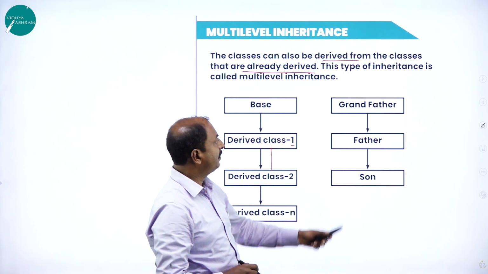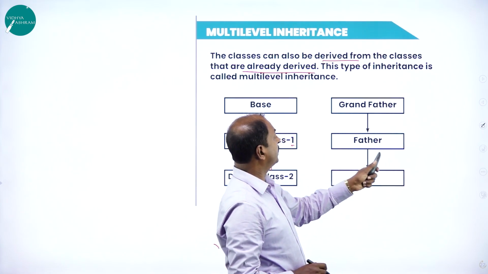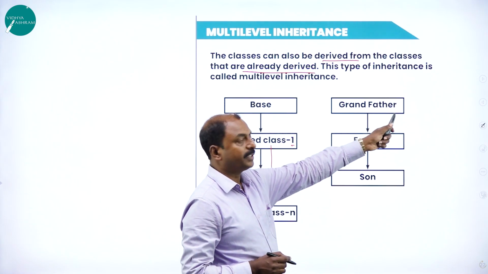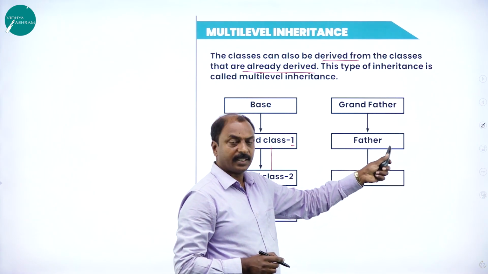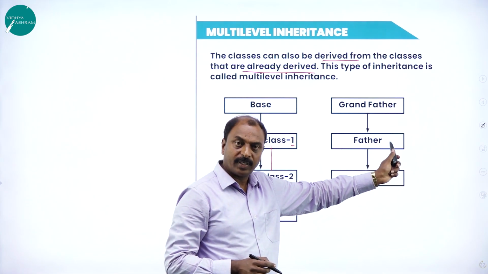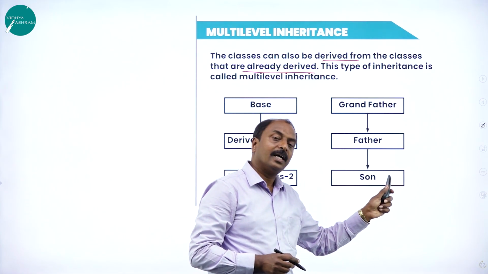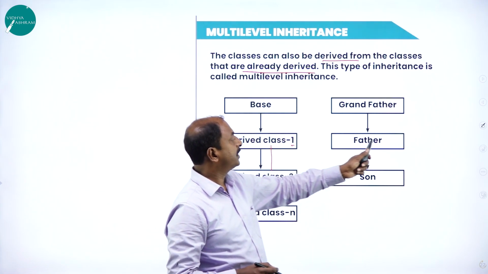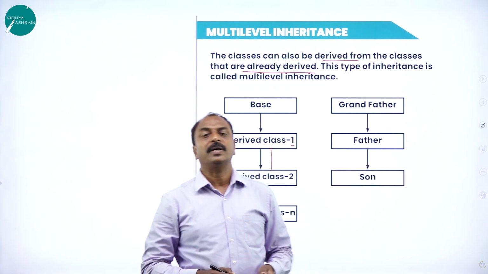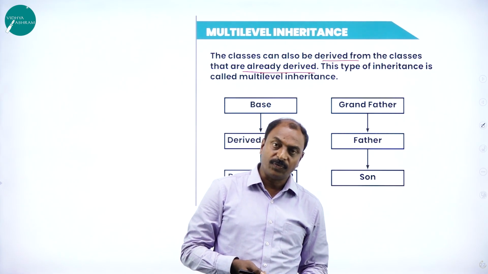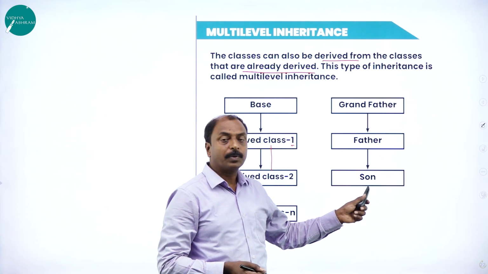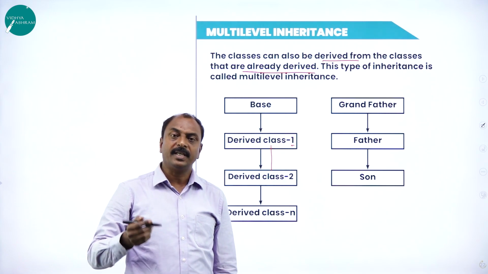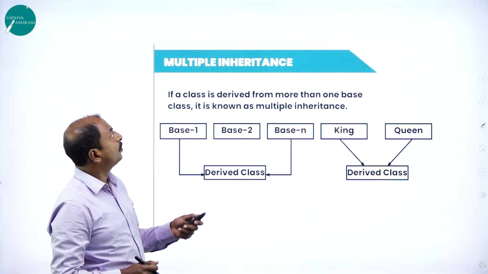For example, we can say grandfather, father and a son. In general, we can assume that a grandfather is a base class and father is the derived class, one derived class, and son is the another derived class. So from this example, we can say that this father, he will acquire the properties from his father, the grandfather, and the son acquires properties from his father. This is an example for multi-level inheritance. Now let us move on to next slide.